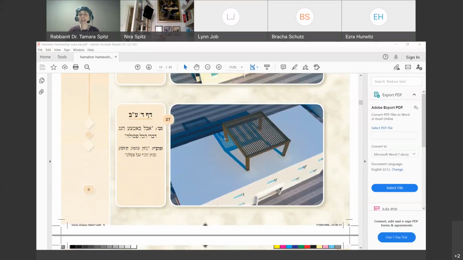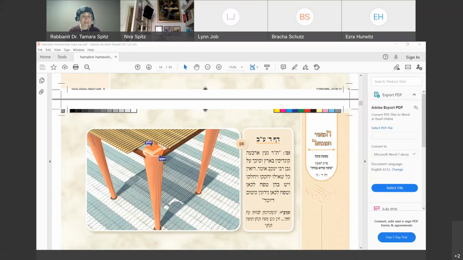However, look here, if the pillars are in the middle, now it's a machloket if it works, because as you can see, there's no wall that can just continue, right? Here we don't say that you can bend walls, and here it says that it is pasul, it is not valid, because I do not have any walls, right? This looks like a really nice gazebo or pergola, and not a sukkah. So that's just fascinating.